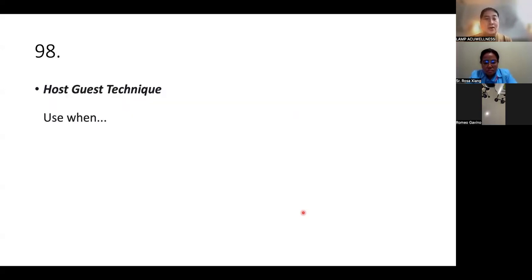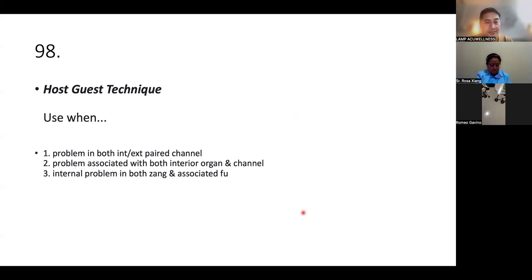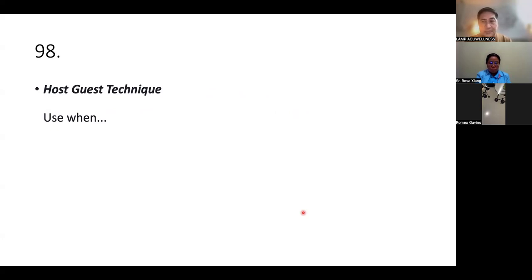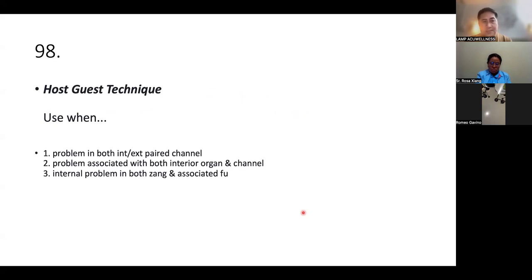Okay, when do you use the host guest technique? When the problem is in both the internally and externally paired channel, and the problem is associated with both the interior organ and channel, and an internal problem in both the Zang and the associated Fu.